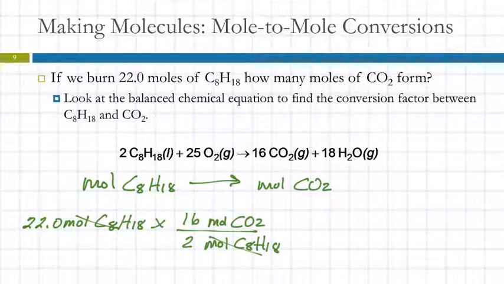Now, could you simplify that? Yeah. Is it really going to save you any time? No, and sometimes when we simplify things like that, we screw up. So I would rather just multiply by 16 and divide by 2. So I got 22 times 16 divided by 2. And the calculator is telling me 176 moles of CO2.